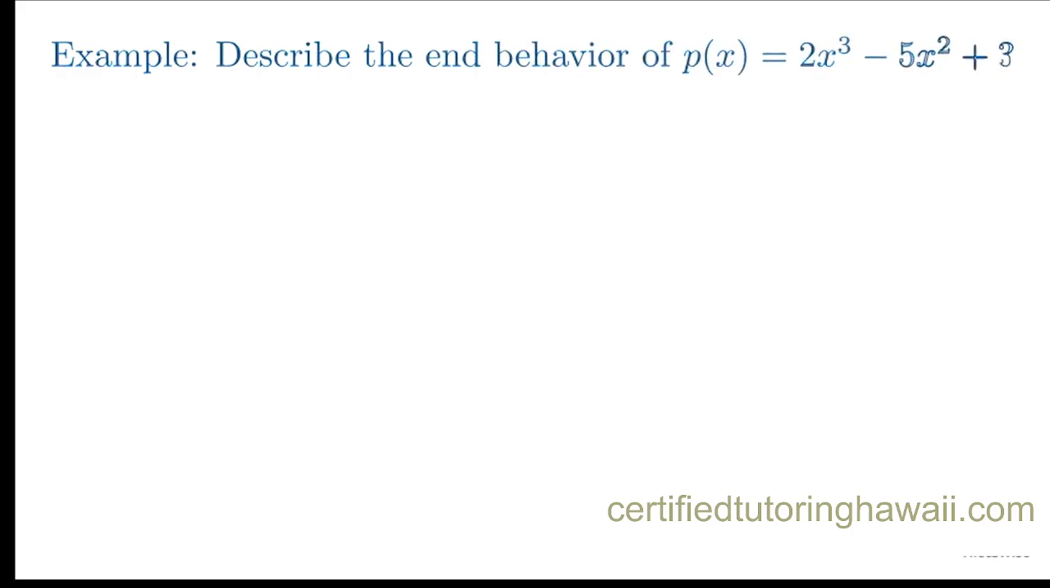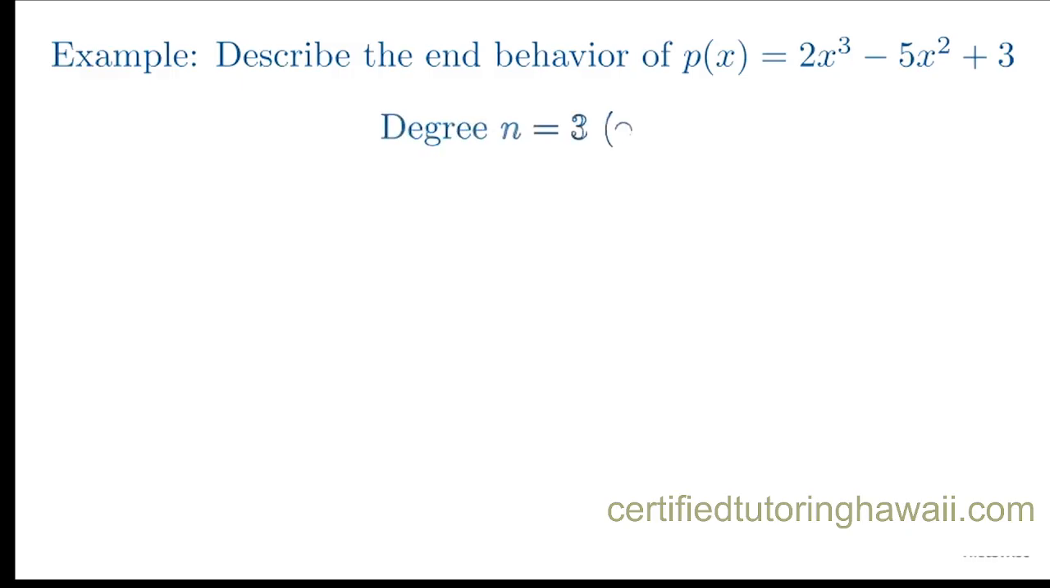Let's put this into practice. Let's describe the end behavior of the polynomial p of x equals 2x cubed minus 5x squared plus 3. First, we need to find the degree and the leading coefficient. The highest exponent is 3, so the degree n is 3. The leading coefficient, an, is positive 2.